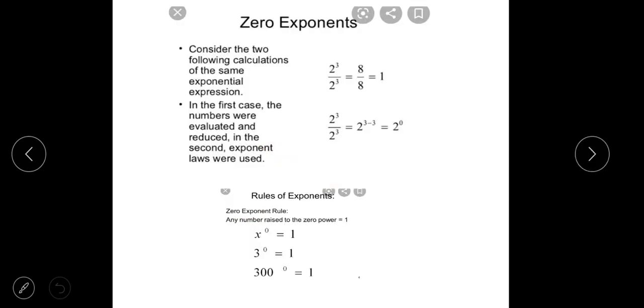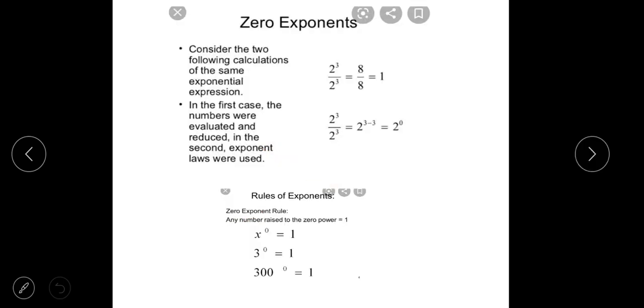So we do some examples also. 1 by 4 raised to 5 is 4 raised to minus 5. x raised to minus n means 1 by x raised to n. 1 by 10 raised to 3 means 10 raised to minus 3. Okay, in this case, the exponent becomes negative.